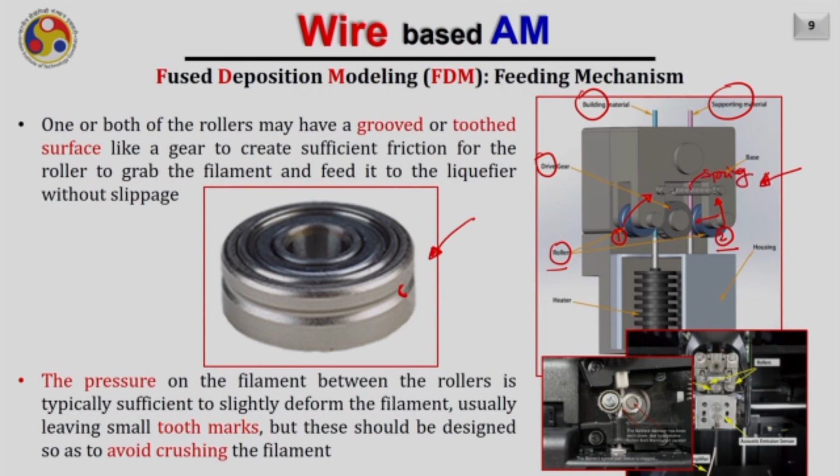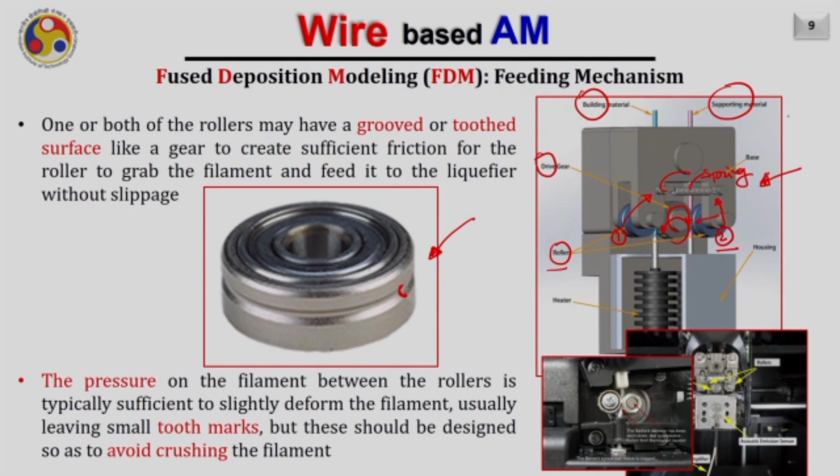So if someone wants to unlock, he just has to remove this spring from here, and this assembly will be loose from the drive gear. As a result, you will be able to change your main material or support material, whatever is required. Of course, in this mechanism, if the drive gear is rotating in this direction, it will push this support material, and if it moves in this direction, it will push the main material into the liquefier.